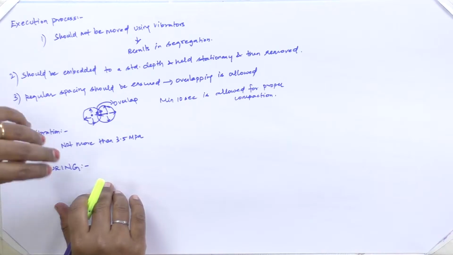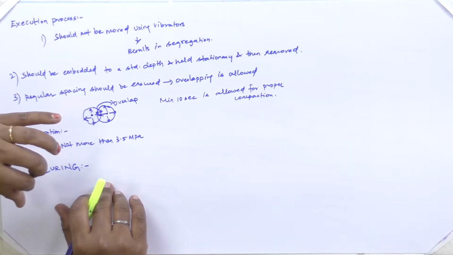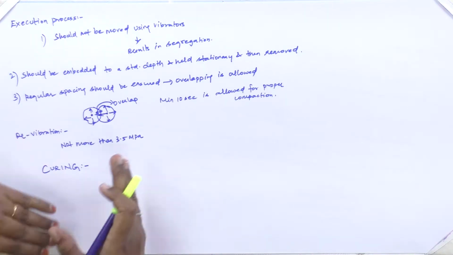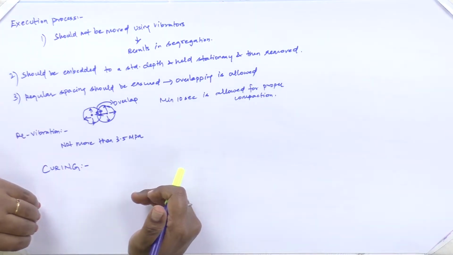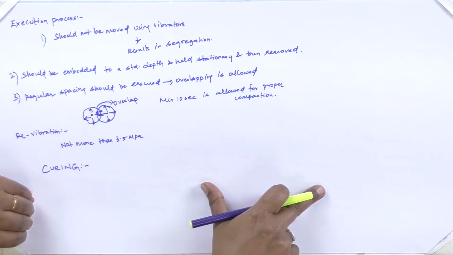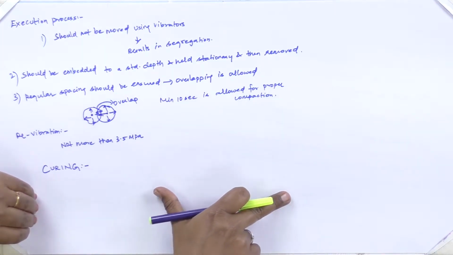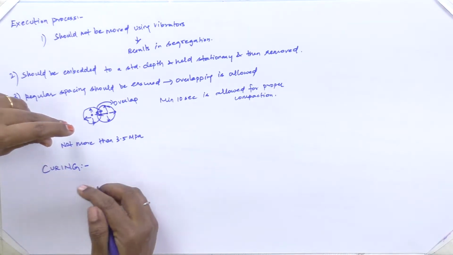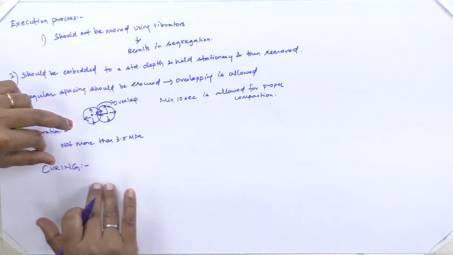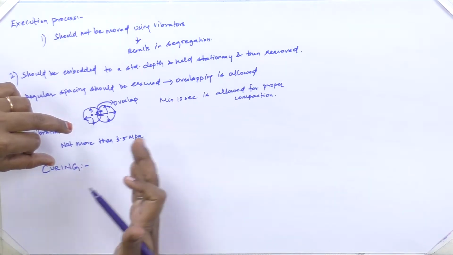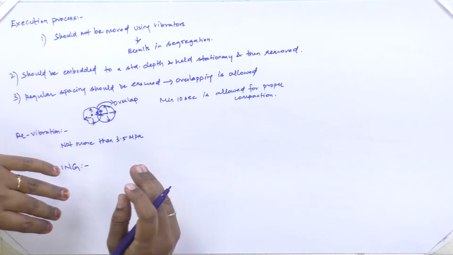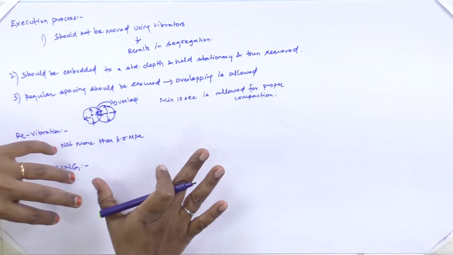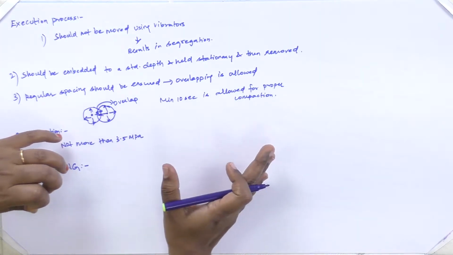That is, the water cement ratio, the water which has gone inside the concrete for the hydration process, should be maintained as such, so that we will be able to achieve the concrete of the desired strength. We should take care that the water cement ratio which was used during concreting should remain the same, so that the concrete can achieve the desired property.